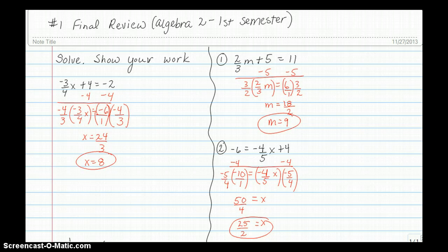It gives you +50/4. Negative times a negative is a positive. And 50/4 can be simplified. 2 divides into both 50 and 4, gives you 25/2. Please don't make it 13 1/2, or 13.5, just leave it as 25/2.